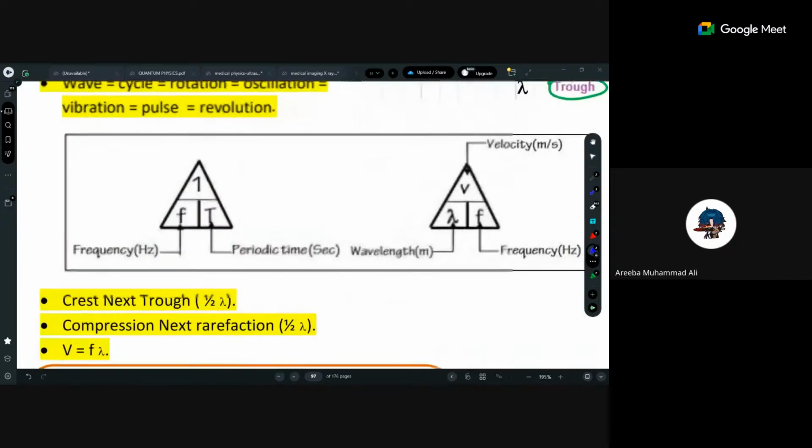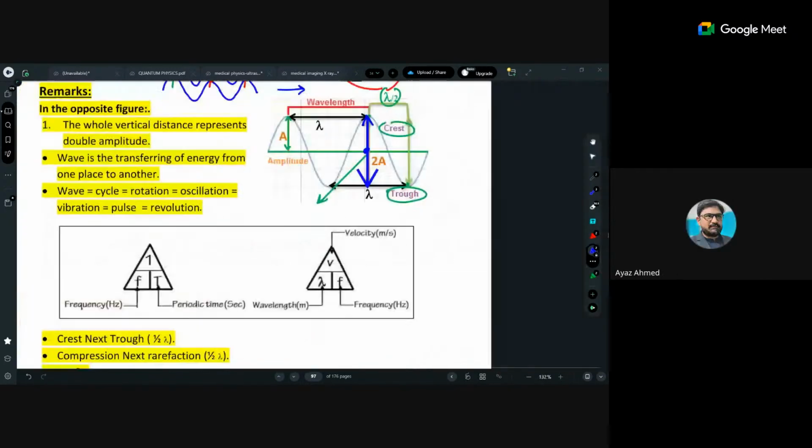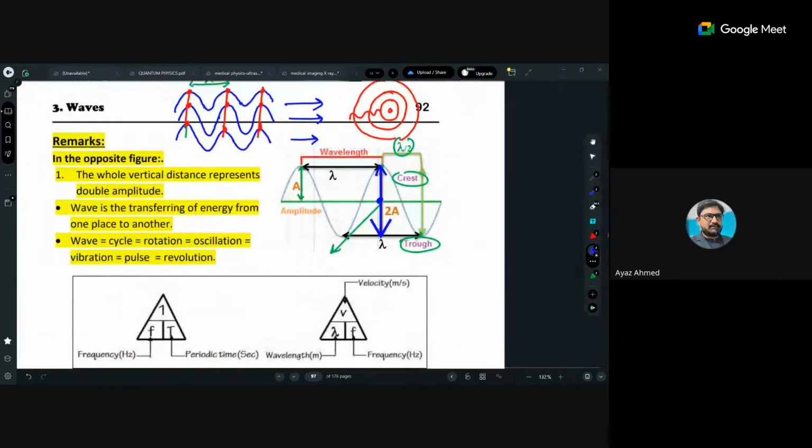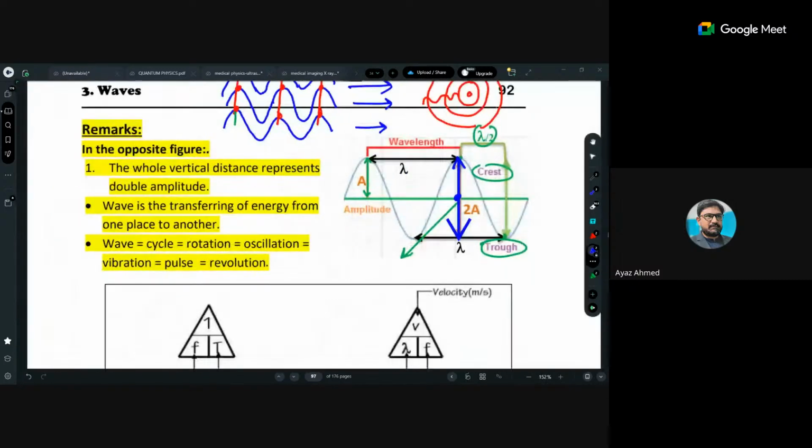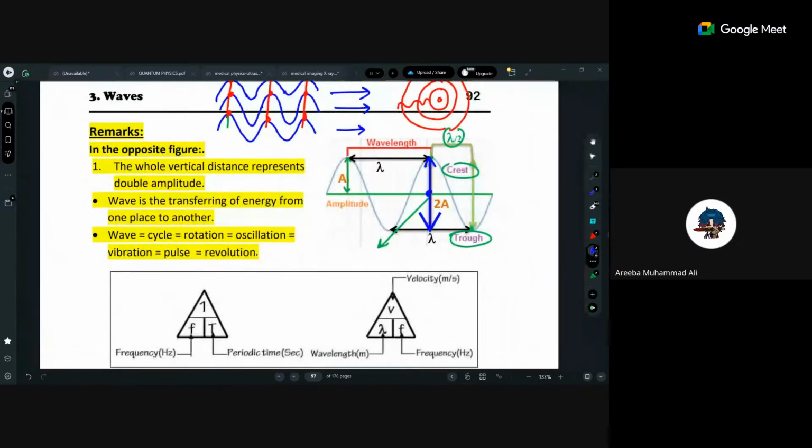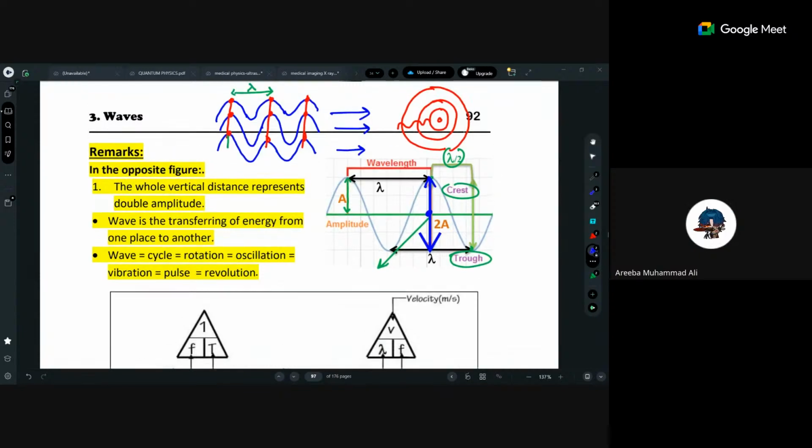Yes, sir. Could I just look at it one more time? Yes, yes, why not? Sir, you said the peak to peak distance is called...? It's wavelength, wavelength. Okay, right? Yes, sir. Any other question you want to ask? No, sir.